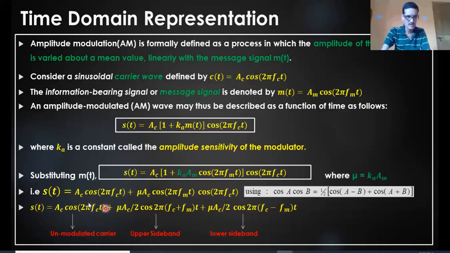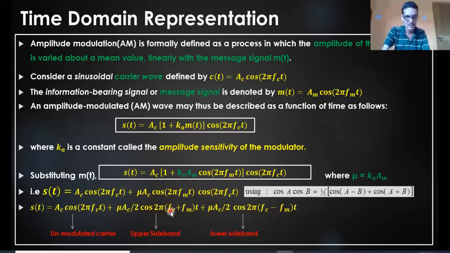This is the first component, this is the second, this is the third component. The first component is nothing but the unmodulated carrier. We call this the unmodulated carrier because it is the original carrier signal. We don't have any modulation index, that is mu, over here. So let's see the second case.